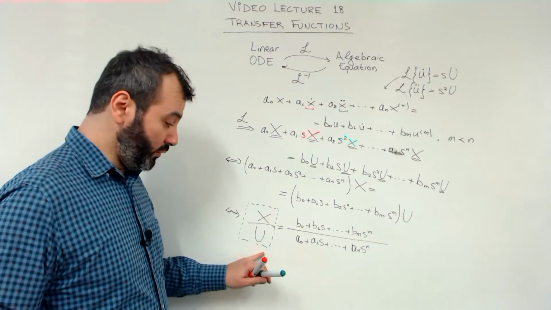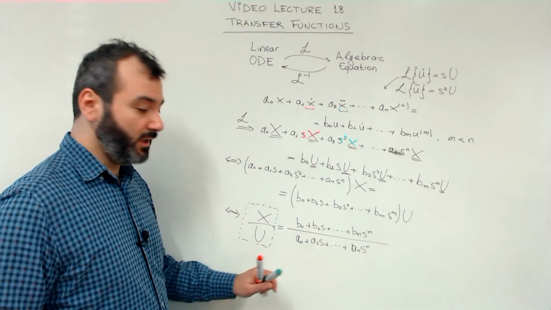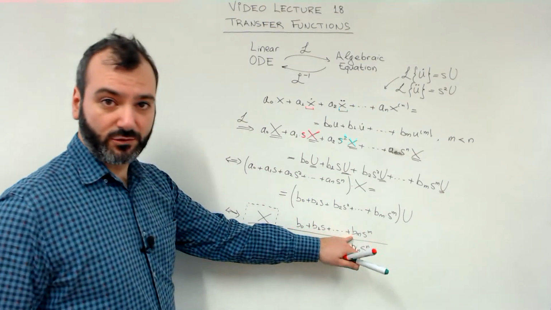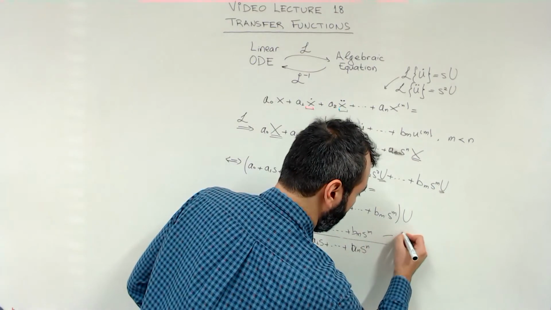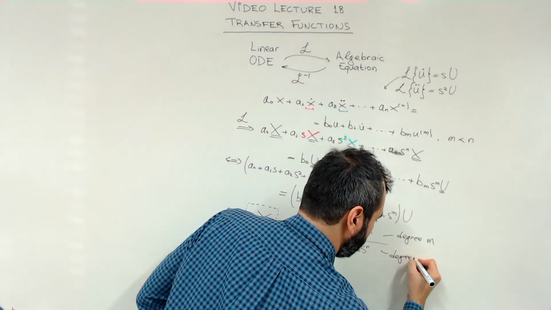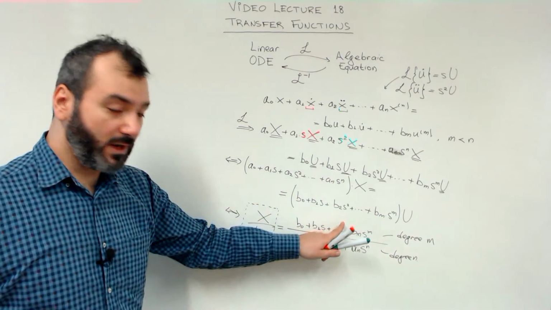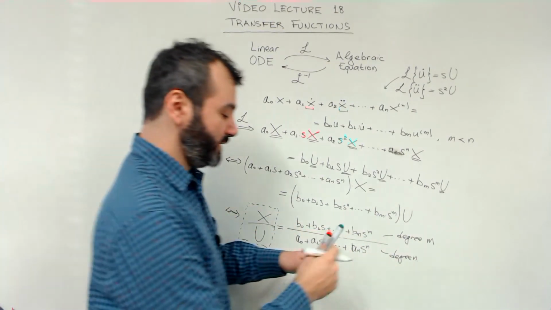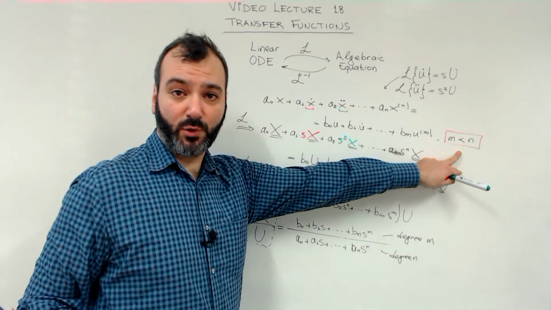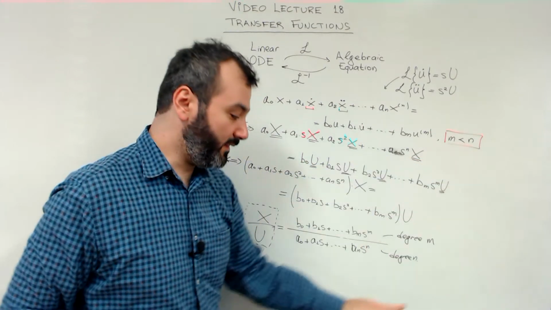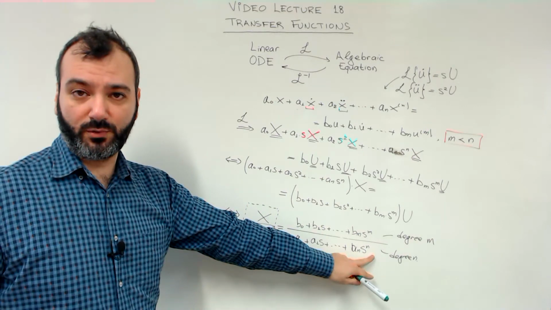X over U in the S domain is defined by this function, a fraction where the numerator is a polynomial of degree m and the denominator is a polynomial of degree n. So this is a rational function. Then we have assumed that the numerator has a properly smaller degree than that of the denominator. So this is called a strictly proper rational function.